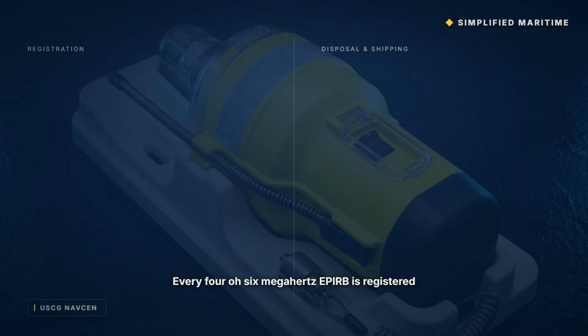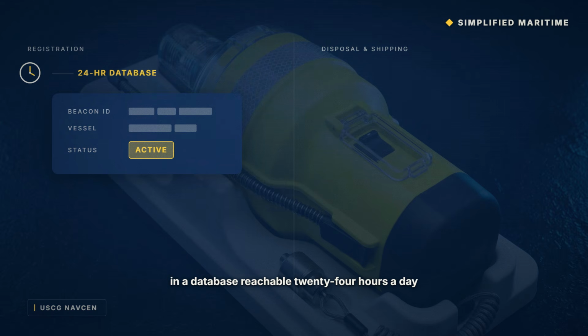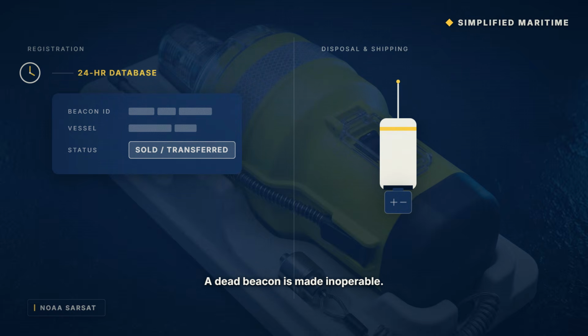Registration. Every 406 MHz EPIRB is registered in a database reachable 24 hours a day and kept current. Sell the ship or the beacon. The previous owner sets its status to sold or transferred first, so an activation doesn't point at the wrong vessel. And disposal, a dead beacon is made inoperable, battery out, return it or demolish it.